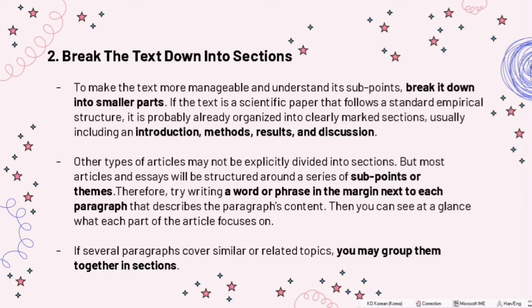Step number 2. Break the text down into sections. To make the text more manageable and understand its subpoints, break it down into smaller parts. If the text is a scientific paper that follows a standard empirical structure, it is probably already organized into clearly marked sections, usually including an introduction, methods, results, and discussion. Other types of articles may not be explicitly divided into sections, but most articles and essays will be structured around a series of subpoints or themes.